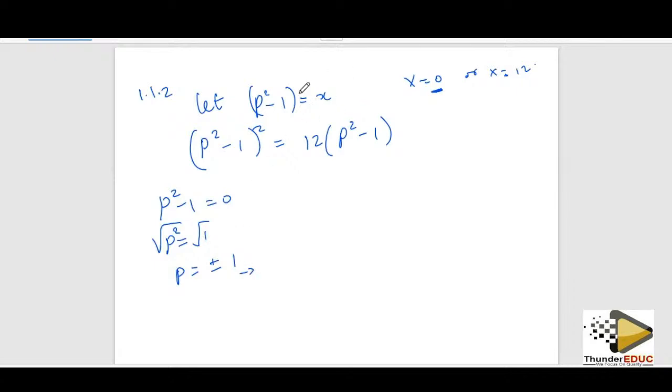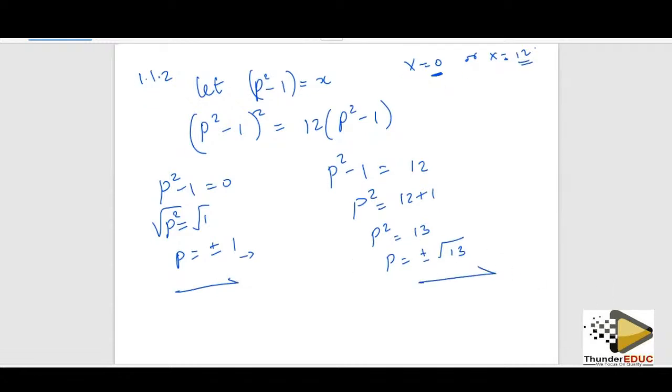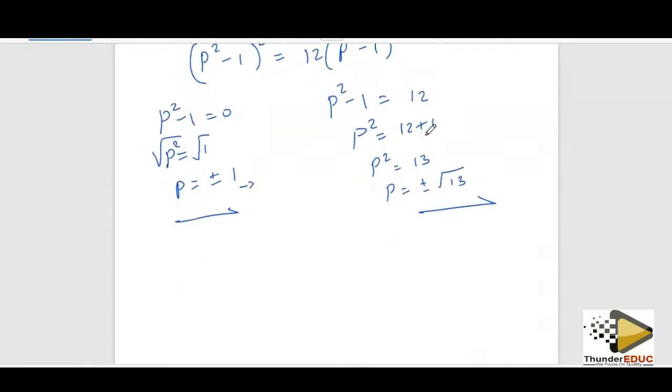Okay. Now what if I represent the p squared minus 1 and replace it with 12? Move the 1 that side, it's going to be p squared is equal to 12 plus 1. So p squared becomes 13. And then I find the square root. It will be plus or minus the square root of 13. So those will be the answers for my 1.1.2.